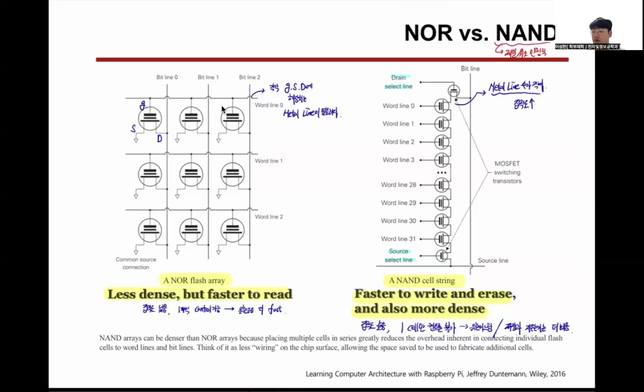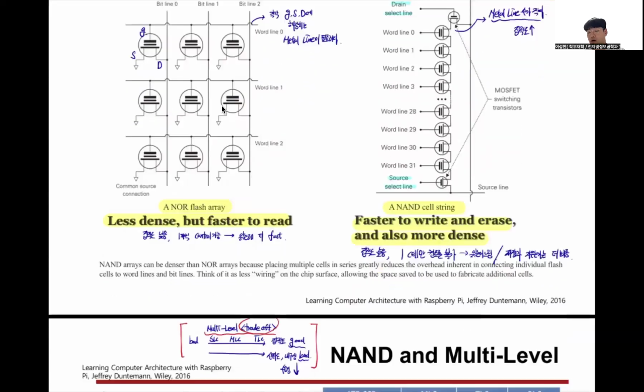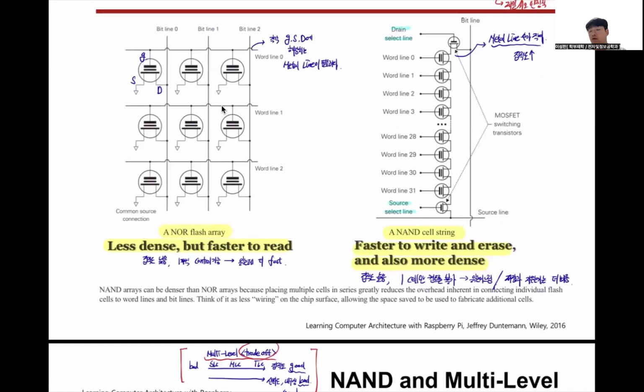And then the NAND structure is formed by a cascade of transistors sharing source and drain. The advantage is in the writing and erase operations, because writing and erasing use several transistors at one time. And this structure needs much fewer metal lines, so we can improve the integration.